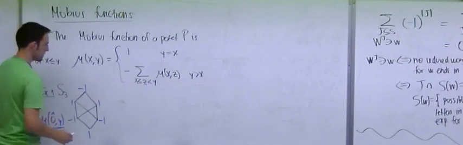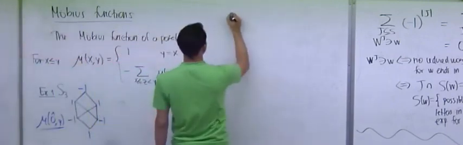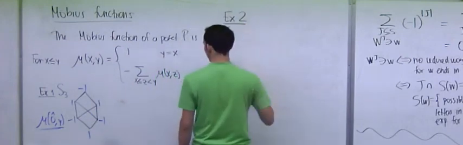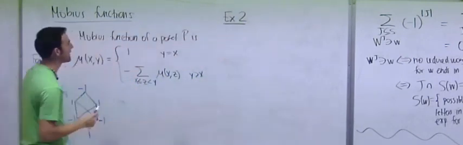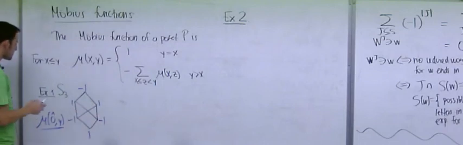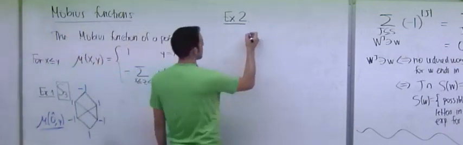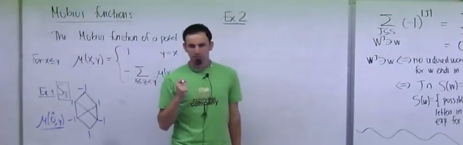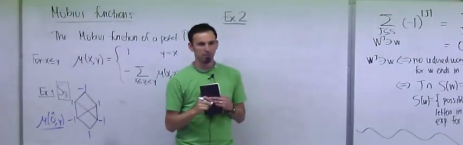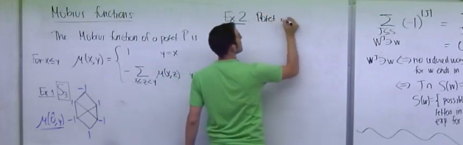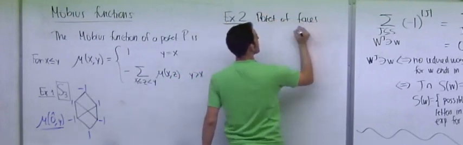So let's do a more complicated example. A more interesting example, let's call it that way. I like that better. So here's what I want to consider: the poset of faces of a cube. Poset of faces of a cube.